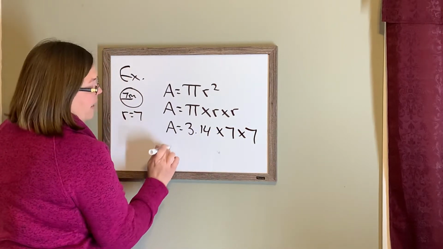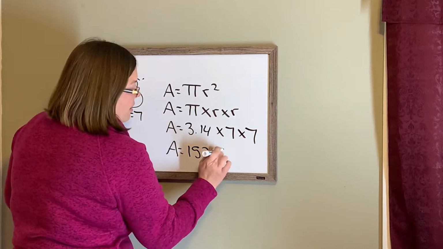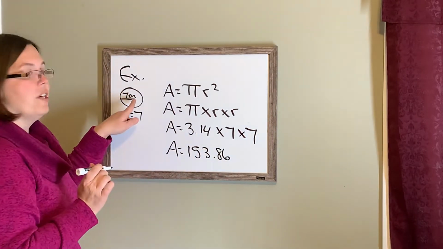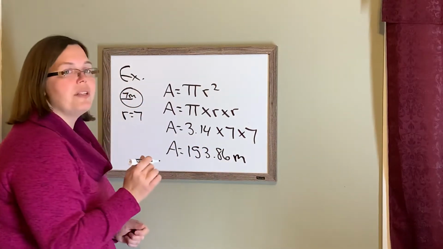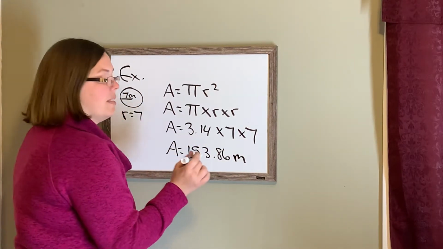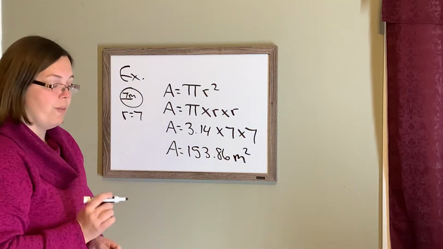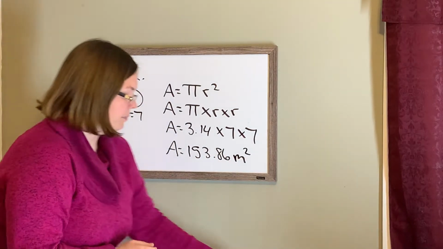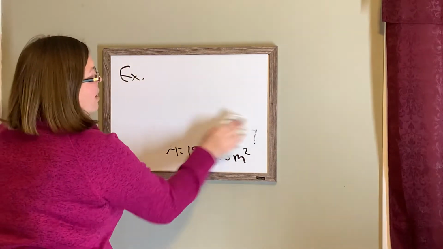When you put that into your calculator, you will get 153.86. Again, we don't want to forget to bring our unit down, which is meters. And since we're dealing with area, which is always done in square units, we need to put the little exponent of a 2 to represent that. Let's try another problem.